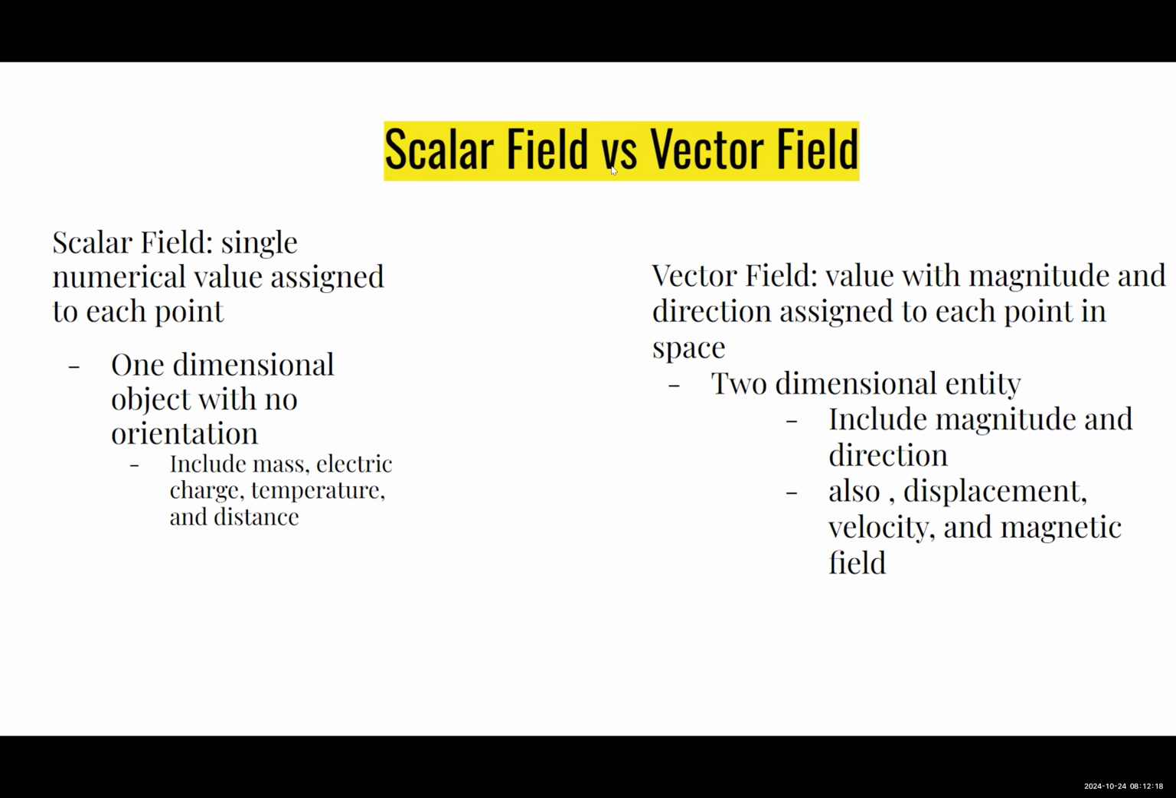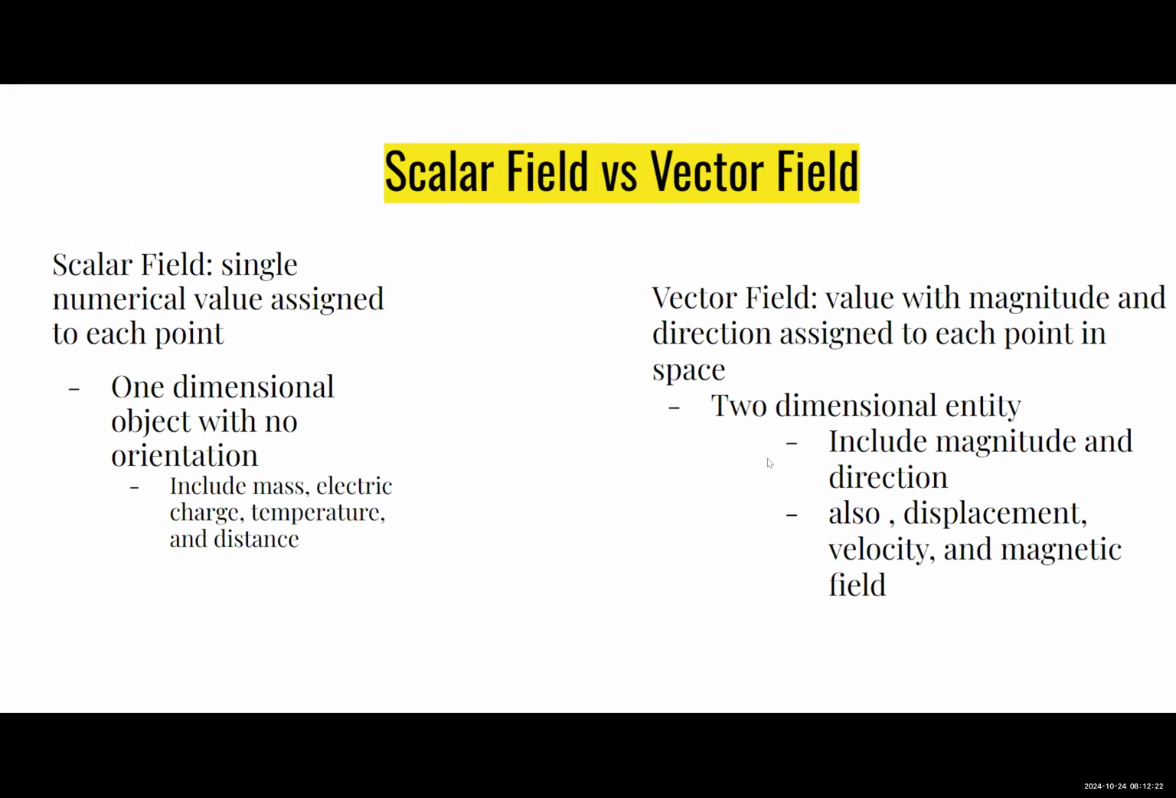So there's also the scalar field versus the vector field, and here I separated them, the scalar field on the left and the vector field on the right. The scalar field is a single numerical value assigned to each designated point. It's one dimension with no orientation. It includes mass, electric charge, temperature, and distance.